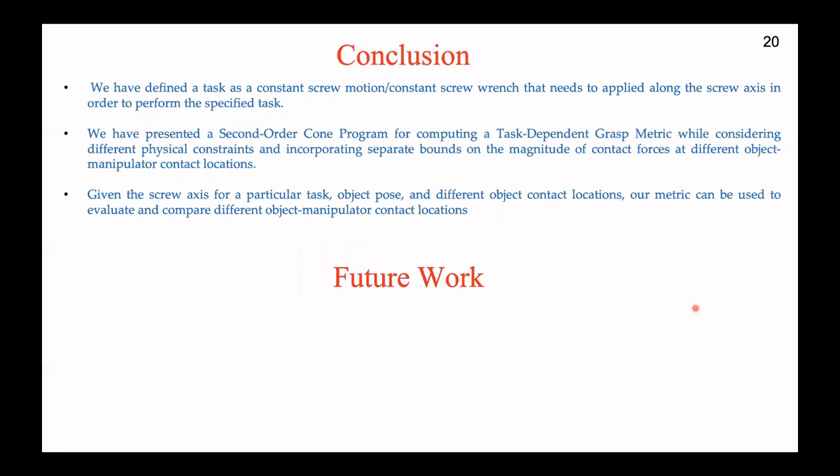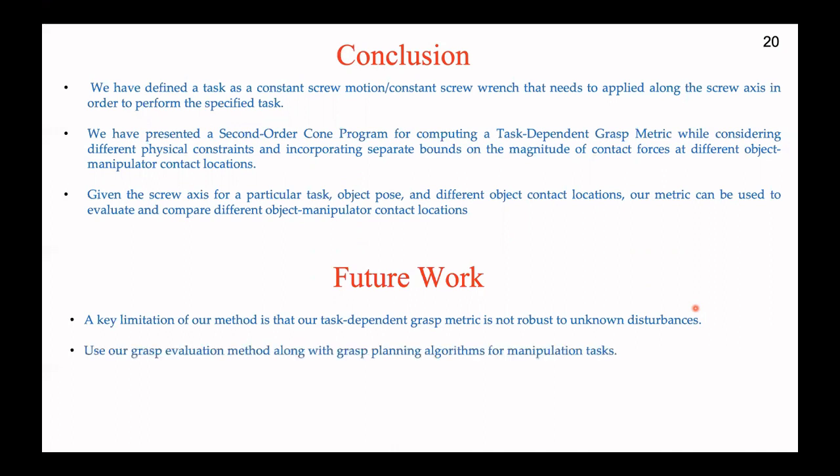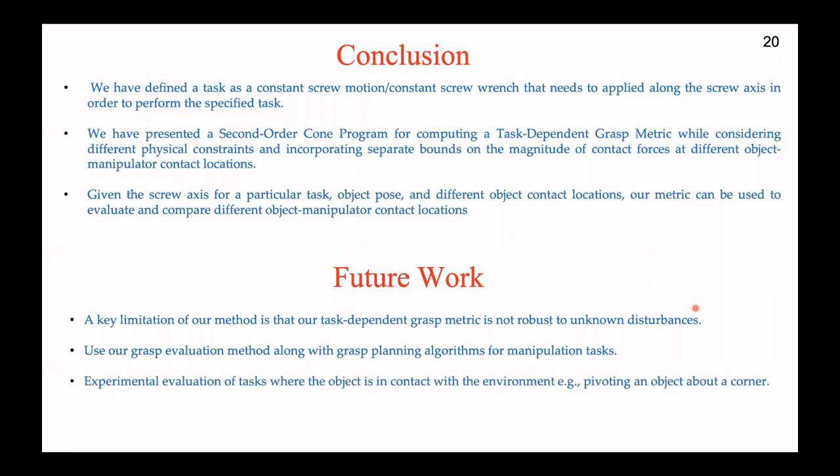In future work, we plan on addressing one of the key limitations of our metric, that is its robustness to unknown disturbances. We also plan on integrating our metric with existing grasp planning algorithms for manipulation tasks, especially the ones where the object is in contact with the environment, for example, pivoting an object about a corner.